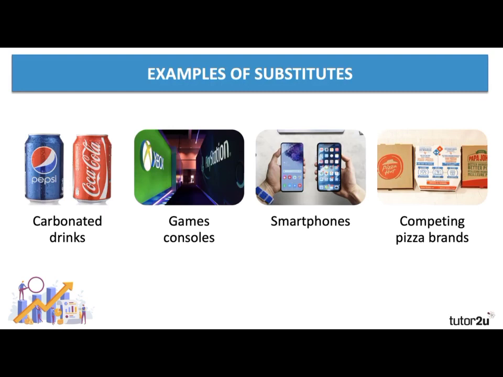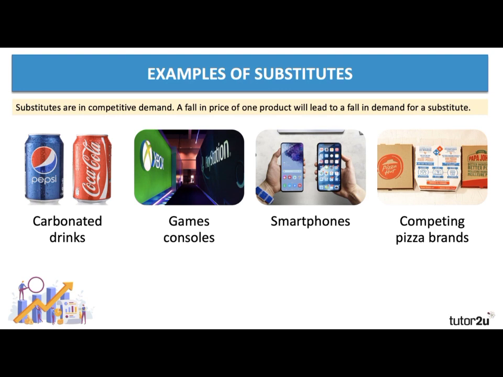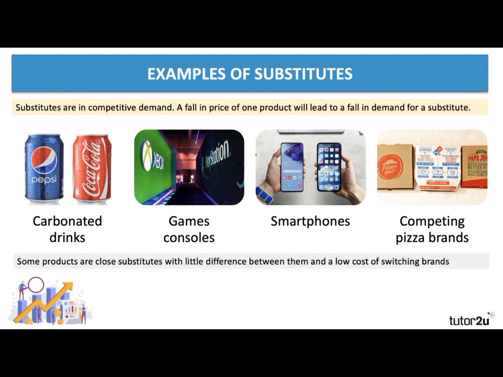Those are examples: fierce competition between Pepsi and Coca-Cola in carbonated drinks, between Xbox and PlayStation and others in games consoles, the battle for market dominance in smartphones, and competing pizza brands from Pizza Hut to Papa John's to Domino's. Those are all good examples of substitutes in the market. These substitutes are in competitive demand. A fall in price of one product, other things being the same, will lead to a fall in demand for a substitute. Now, some products are close substitutes, others less so.